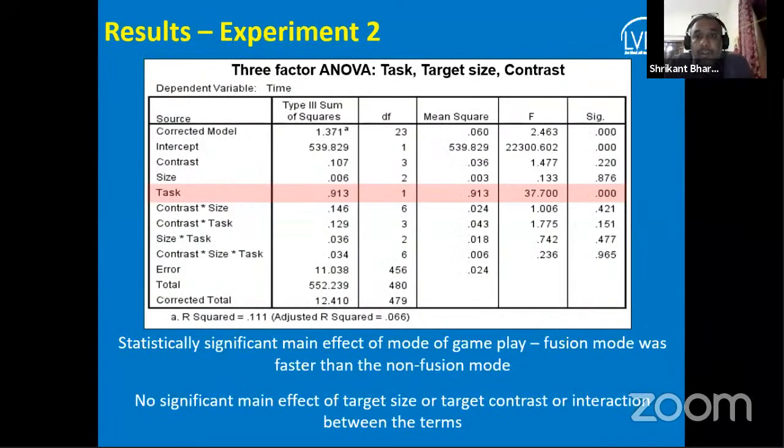And what Swanandi found was that really there is no impact. This is a 3-factor ANOVA table shown here, where contrast of the target did not have any impact, significance is 0.2, size did not have any impact, whereas the task did have an impact. Fusion was faster once more at all contrast levels and all sizes compared to the non-fusion mode. Interactions between these variables were also not statistically significant. So essentially, the superiority of the fusion mode of gameplay continues irrespective of the target contrast or the target size.